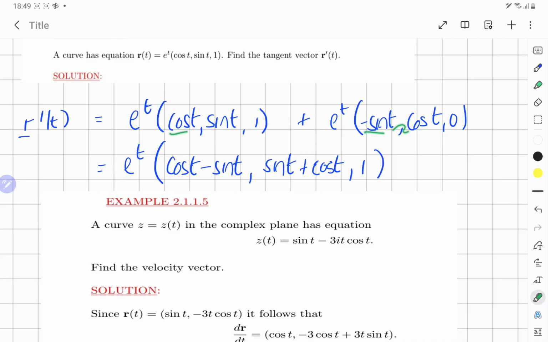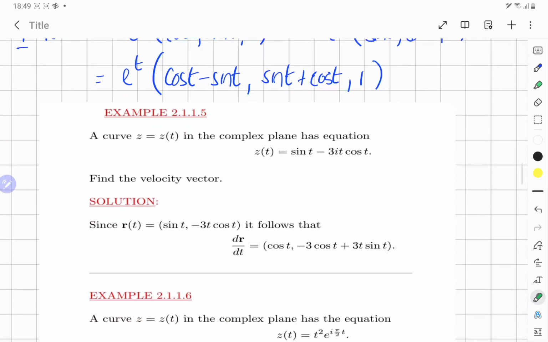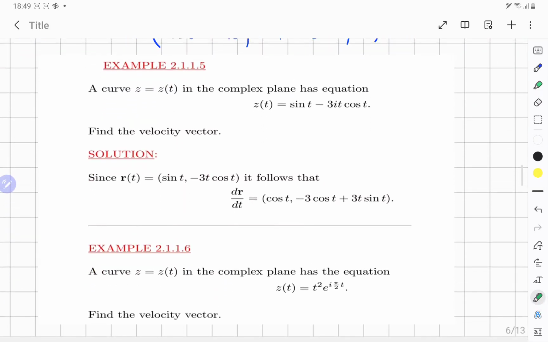Now we will add the components. X component: cos t minus sine t. Y component: sine t plus cos t, 1 plus 0. And there we have our tangent vector. In case r(t) was given as a displacement, your derivative of r(t) will be your velocity vector.